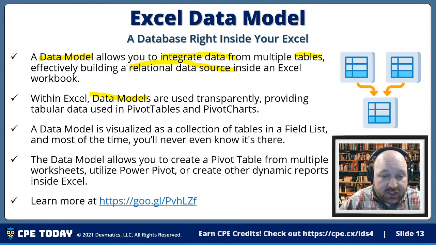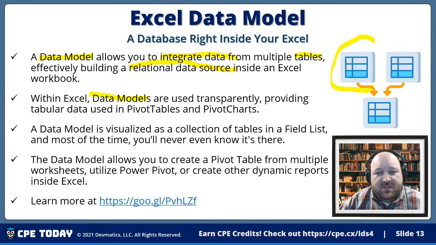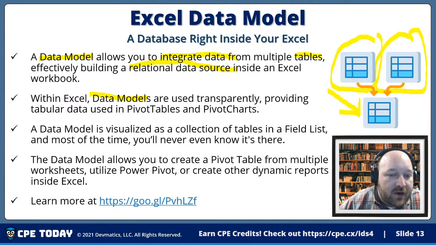And we can bring in as much data into Excel as our computer can process. The best way of thinking about a data model is that you've got different spreadsheets, different tables, different things, and we can take those and consolidate them into a single source, very similar to how we would handle a database. Using this method, we can create something like a pivot table from multiple different worksheets.